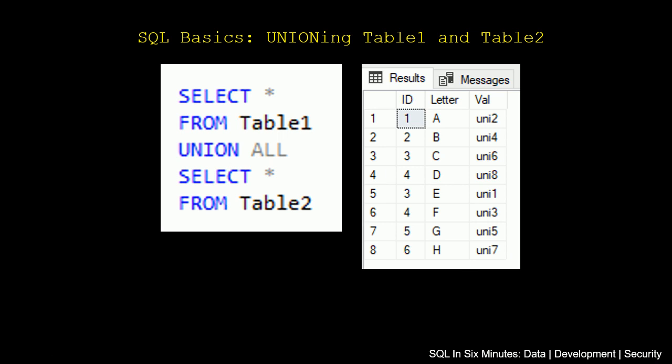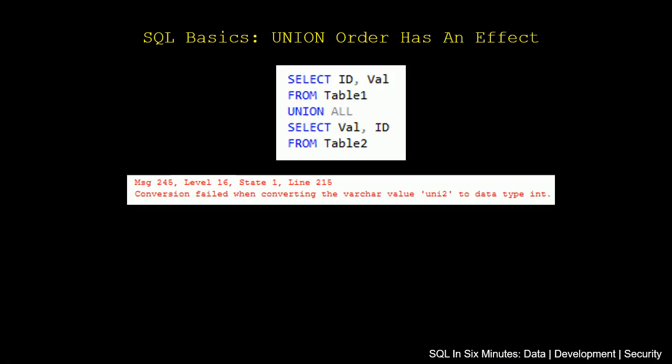Now, what would happen if we were going to do a union, and we selected ID from table 1, and val from table 1, but after our union, we selected val from table 2, and ID from table 2? So let's see what happens when we do that. We have this ID and val from table 1 in this order, and val and ID, so we flipped it around, for table 2. And we see we get this failure. So the union order has an effect.